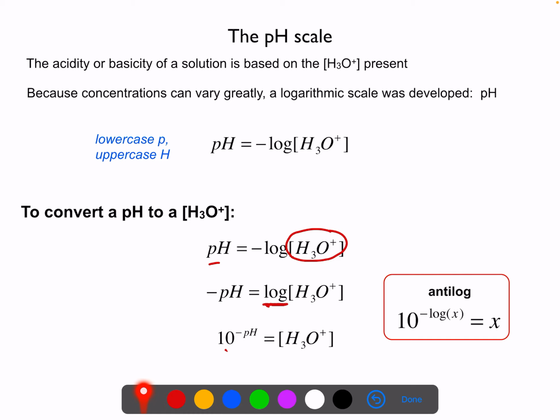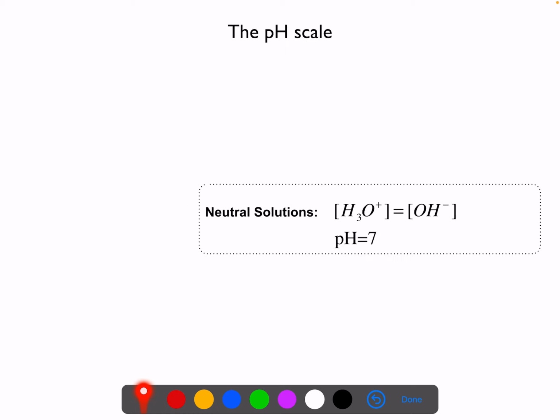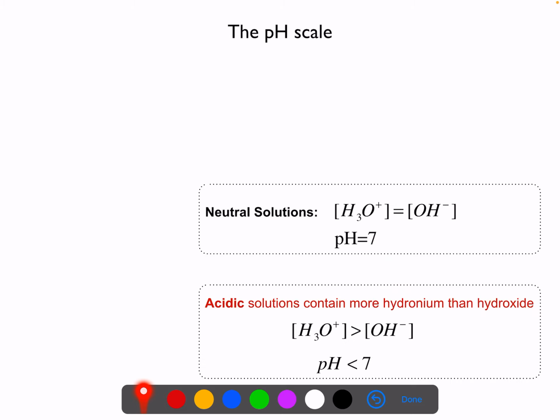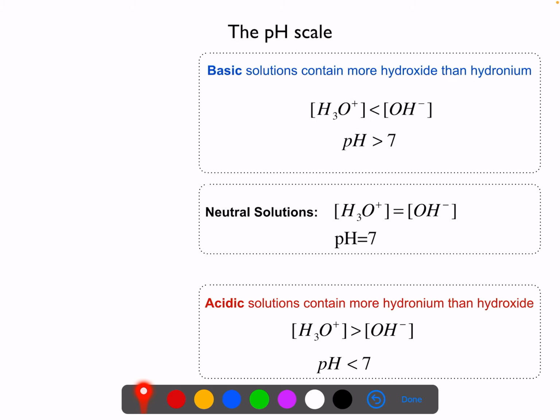Now with the pH scale, a change in a single pH unit is a huge change in concentration because it is a log scale. And just to give you an idea of what we're seeing here, if we have a neutral solution that is equal concentration of hydronium to hydroxide, the pH is 7. If we are acidic, and acidic means we have more hydronium than hydroxide, the pH is less than 7. So the lower the number, the more acidic. And if the pH is greater than 7, it means we have more hydroxide than hydronium.